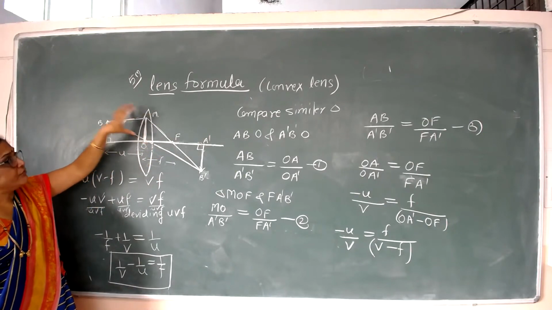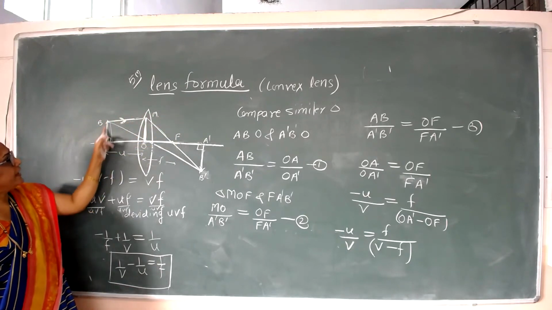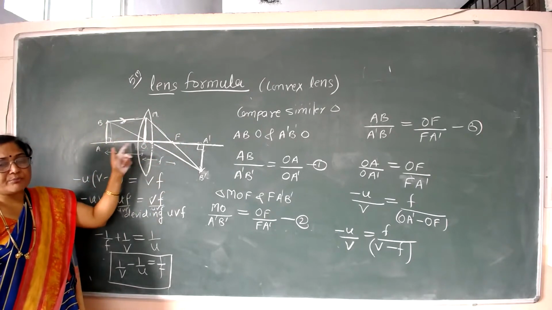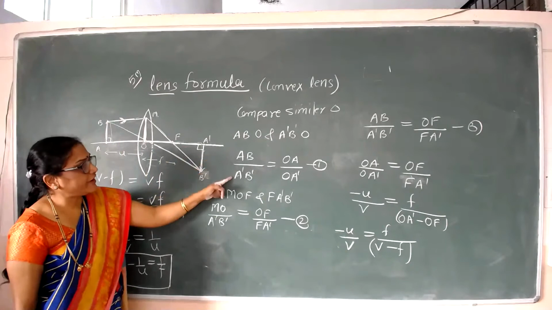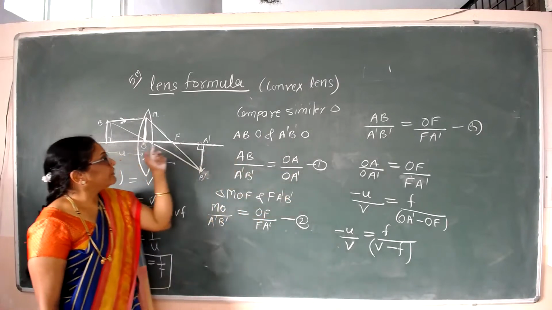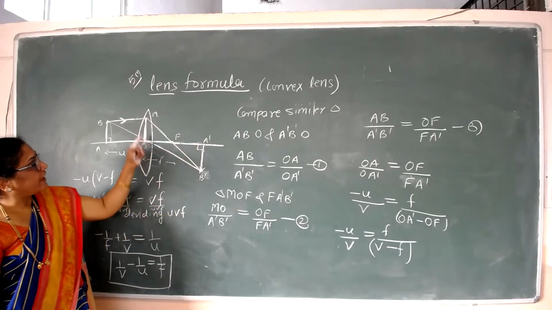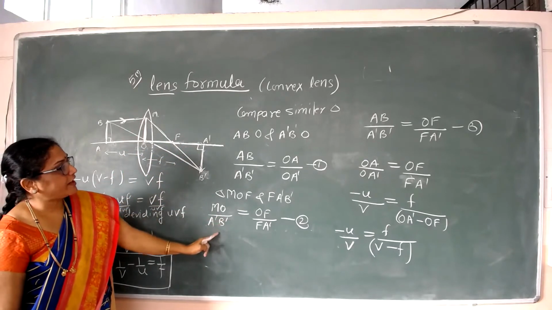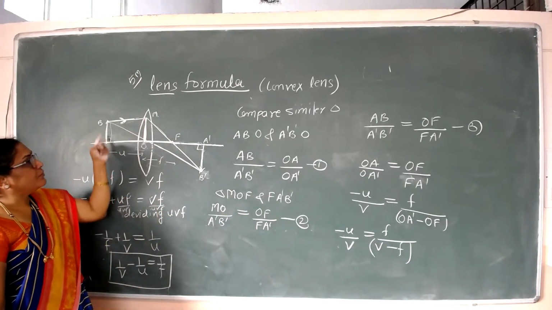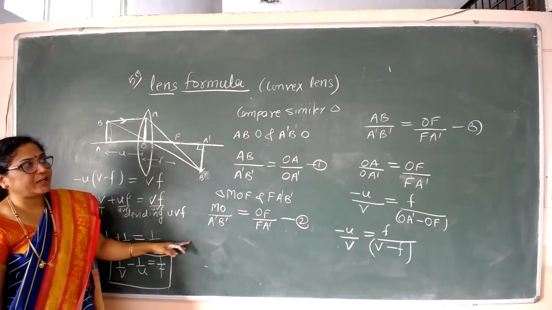To derive this expression, we draw the ray diagram for the extended object, and we compare the two triangles. The first is ABO and OA'B'. When we compare the two triangles, we compare the two sides. That is AB divided by A'B' is equal to OA divided by OA' for the first similar triangle. Then we consider the second similar triangles, MOF and FA'B'. In this we again compare the similar sides: MO divided by A'B' is equal to OF divided by FA'. MO is parallel to AB, and both are the same, so we replace this value: AB divided by A'B' is equal to OF divided by FA'.